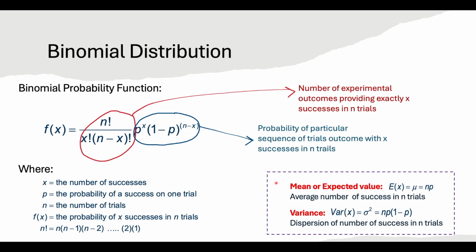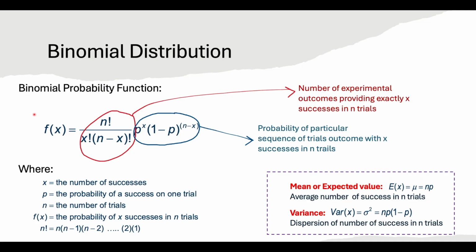Similar to any other distribution, the binomial distribution has a mean and a standard deviation. The mean, or expected value, of the binomial distribution is the number of trials multiplied by the probability of success. This gives the average number of successes, or expected number of successes, in n trials. Variance is np multiplied by 1 minus p. That's the dispersion of the number of successes in n trials.